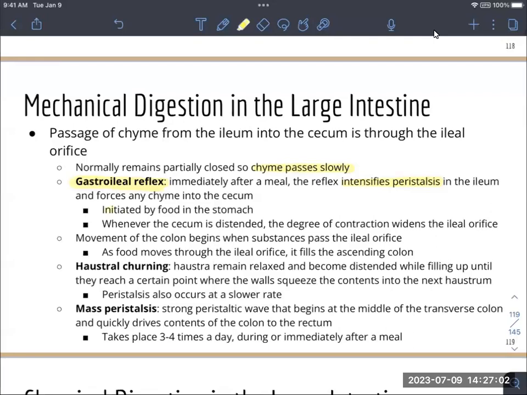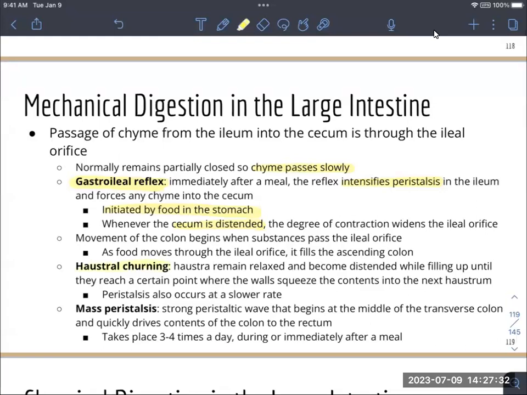So when food hits the stomach, we cause this gastroileal reflex. When the cecum is distended, it causes contraction and widening of the ileal orifice to allow the chyme to pass through, and it allows more and more of that chyme to pass into the cecum.